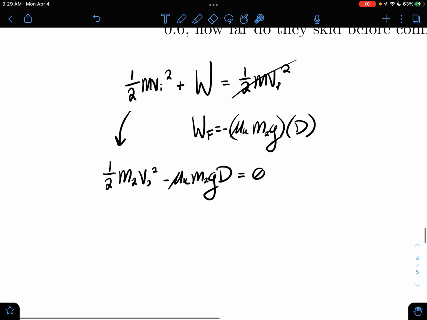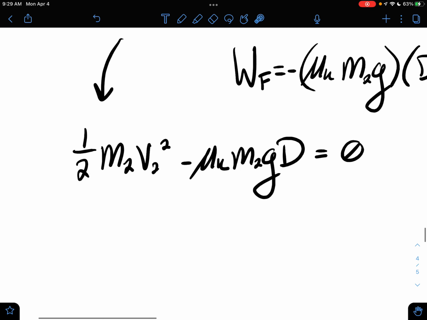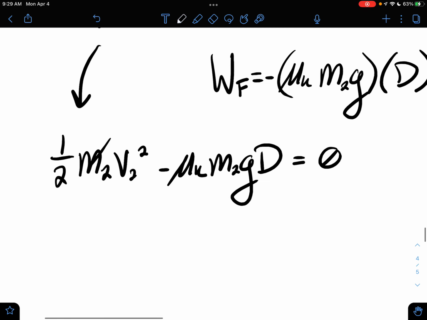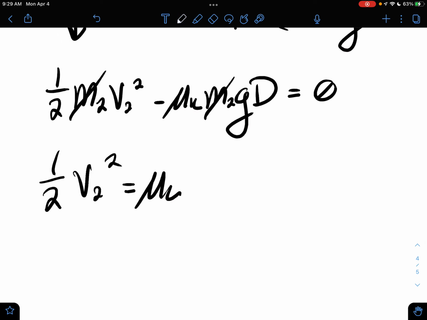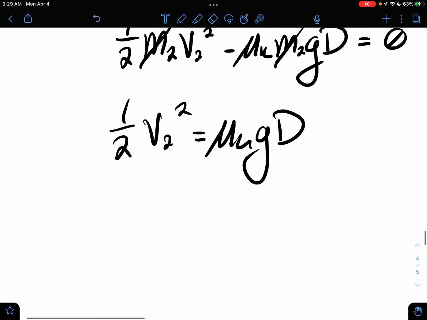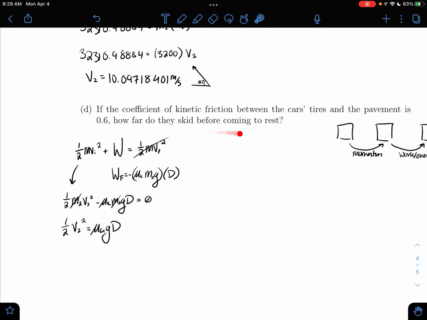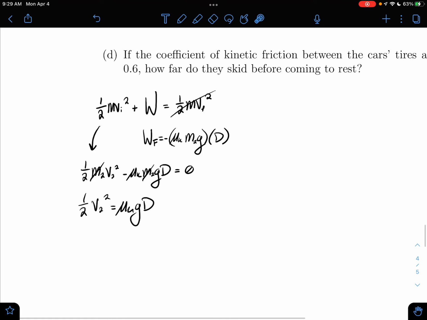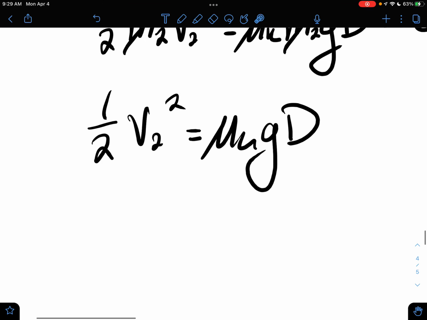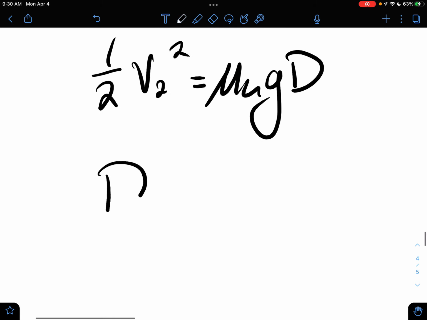Again, I'm just plugging this in for our work done, and this is our initial kinetic energy. And since, right, there's an m2 in both of these terms, I'm just going to divide that out. So we're left with 1/2 v2 squared. And I'm just going to bump this to the other side because it's negative, equals mu k g d. All right, and we're trying to find out how far they skid before coming to rest. So that's going to be this d here, that distance, because we didn't know that, so we just left it in as a variable. So now let's solve for that because we know our v2, we know mu k, and we know g. So we can solve for d in terms of all of that.